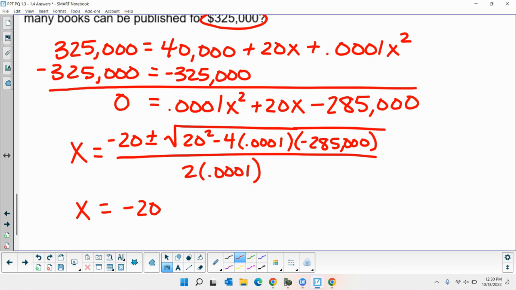Tempe, what's 2 times 0.0001? Yeah, just 2 times 1, right? The zeros stay there. You guys can all do that in your head, right?